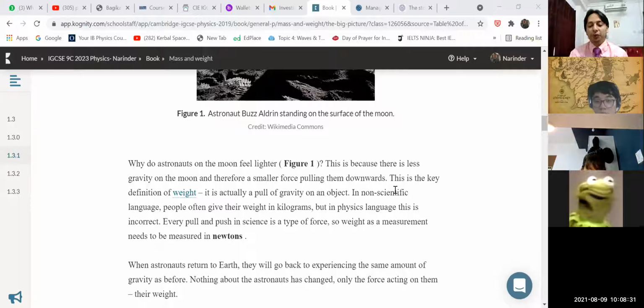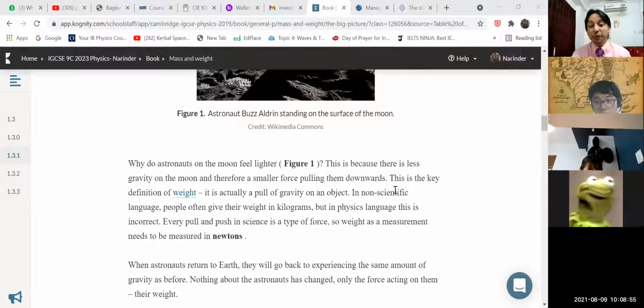If someone asks you what is weight? Weight is actually the force of gravity, a pull of gravity on any object. In non-scientific language, people, as I told you, often give their weight in kilograms. But in physics, this is wrong. Weight cannot be in kilograms. Mass is in kilograms. Weight is measured in Newtons.